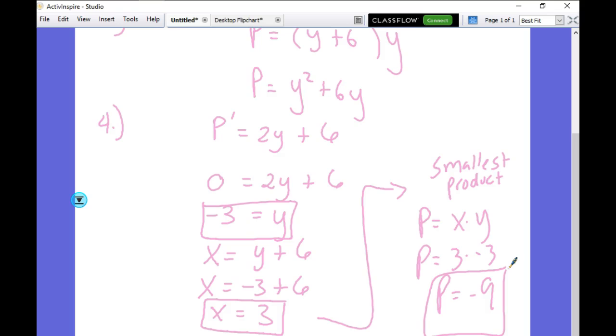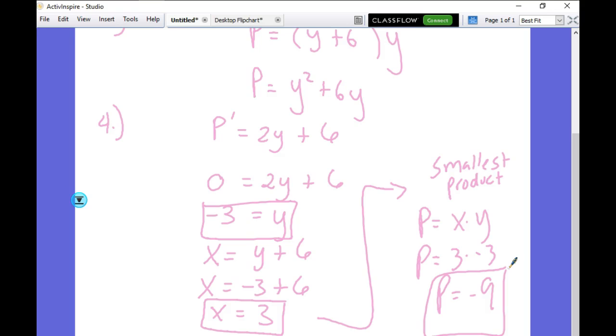Okay. So we just found 2 rational numbers that are 6 spaces apart, such that one's positive, one's negative, and that's the smallest possible product you could get out of 2 numbers like that. Okay. So the calculus part is step 4, where you take the derivative and set it equal to 0. The rest of it's all just algebra.